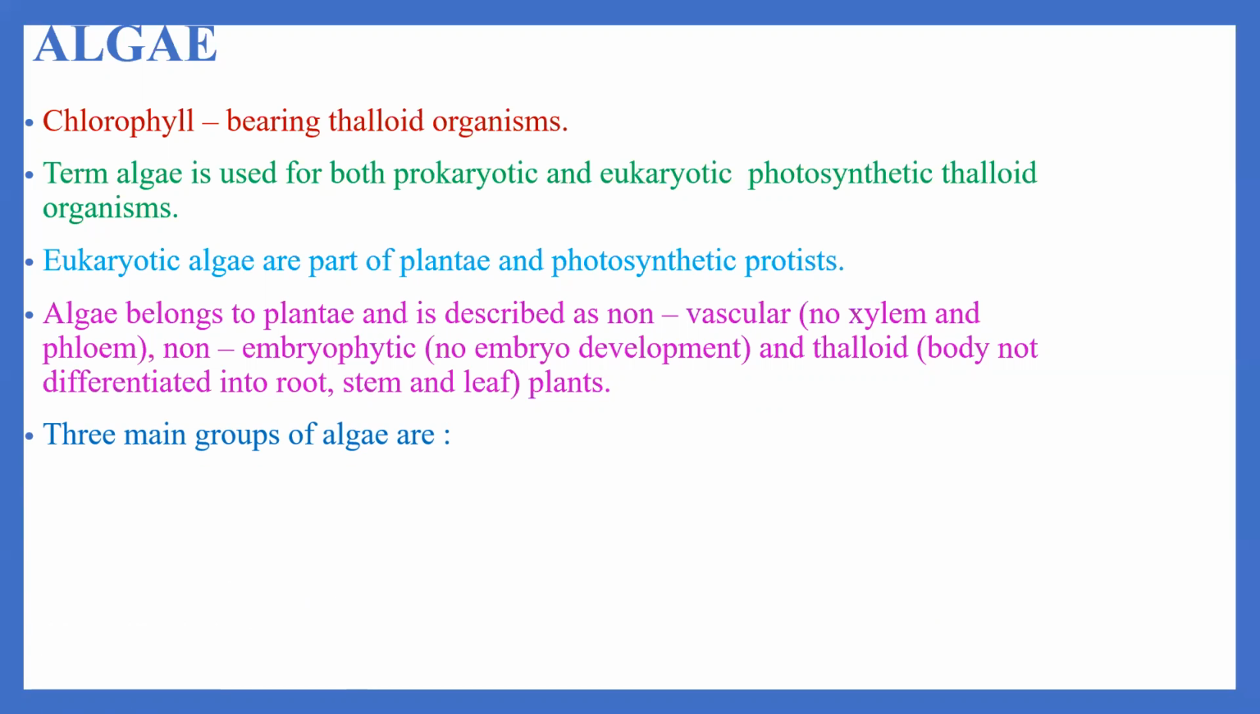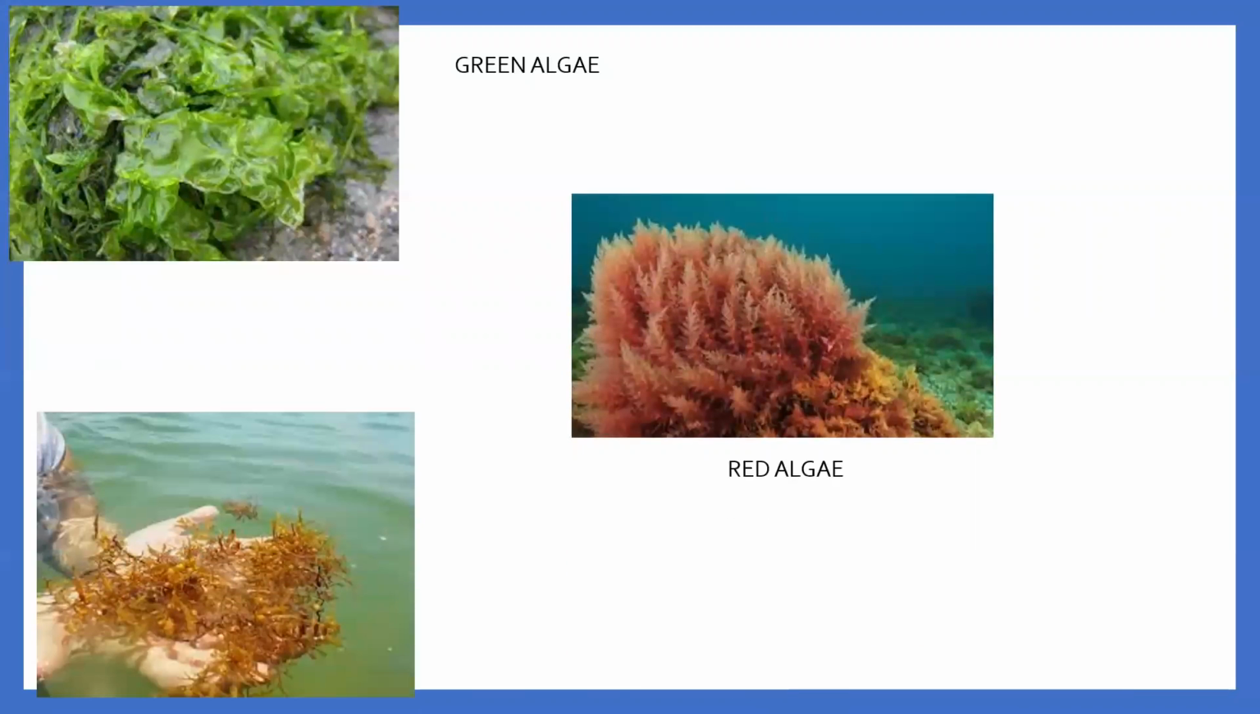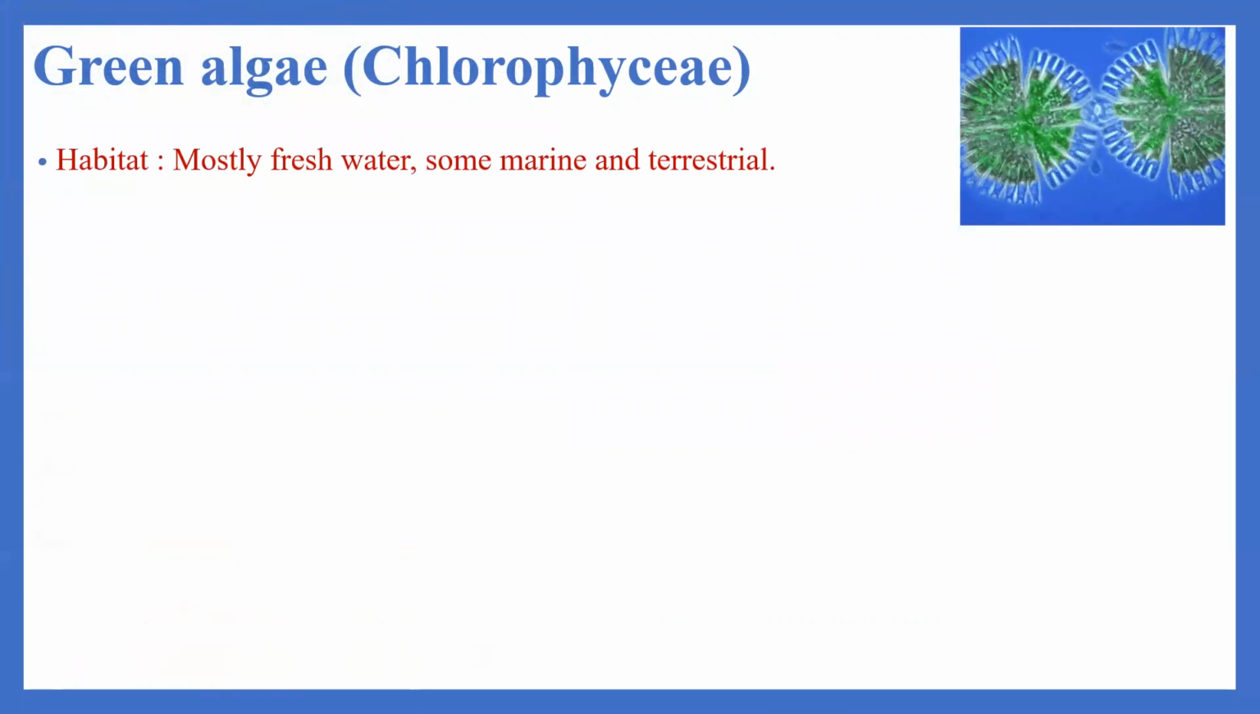And there are three main groups of algae: green algae, red algae, and brown algae. This categorization is based on the pigment they contain. So we can see here different types of algae like green, red, and brown algae. First, we are coming to green algae or chlorophyceae.